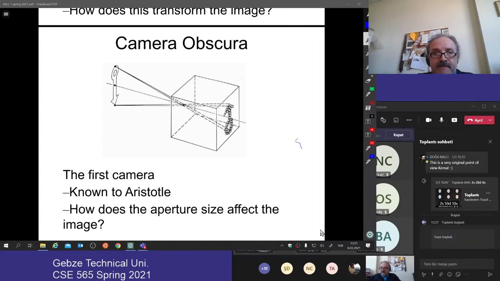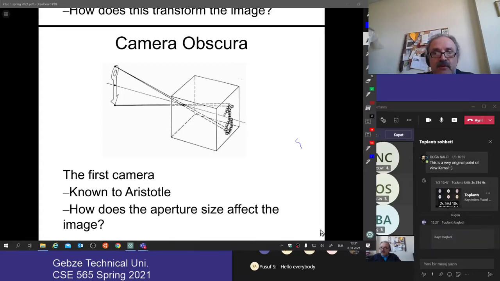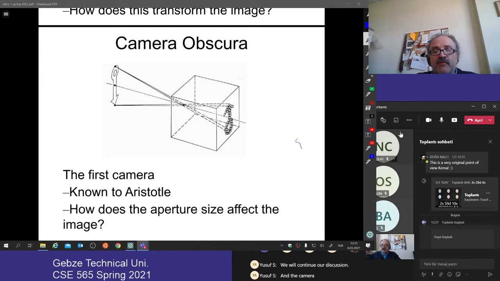Hello, everybody. We will continue our discussion on the camera, how the image is formed, especially the geometric aspects of the image formation process this week.